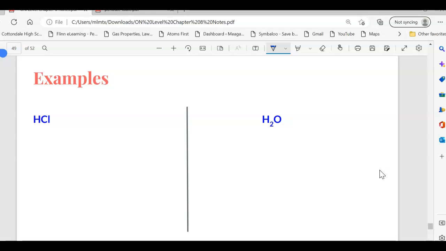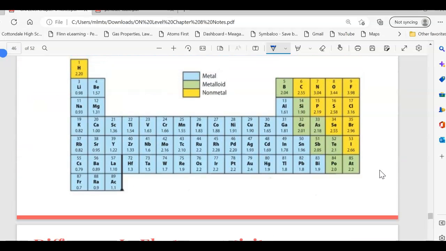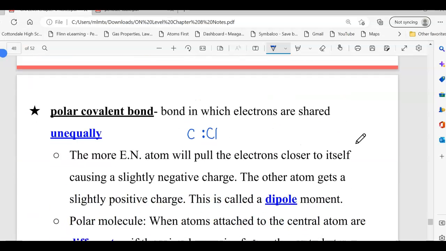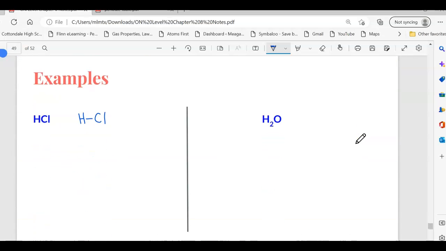What I want you to notice is that this HCl is just one bond. We are just talking about one bond between the H and the Cl. And so we want to know if this is a polar covalent, a nonpolar covalent, or an ionic bond. So we're going to subtract the two electronegativities. I'm going to go back to my electronegativity chart and find the electronegativity for hydrogen, which is over here. It's 2.2. And we're going to find chlorine, which is 3.16. So I'm going to subtract those.